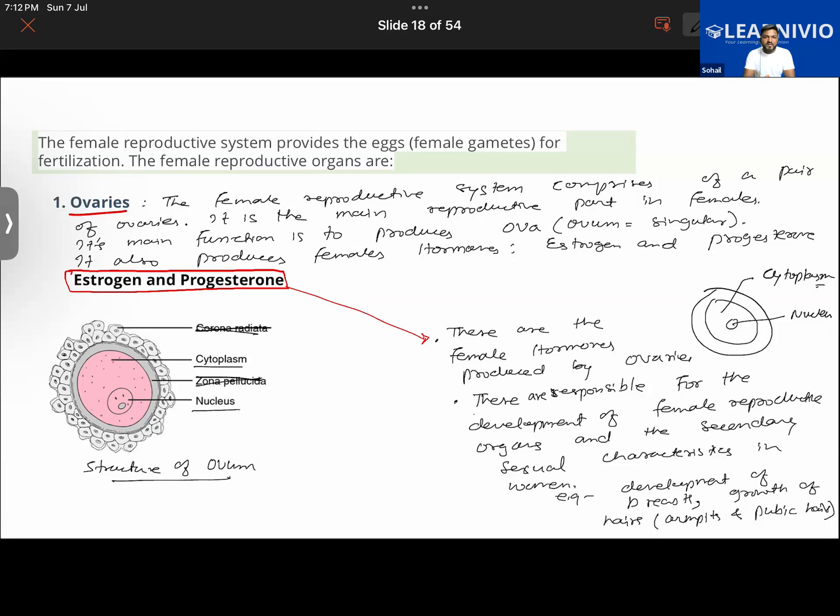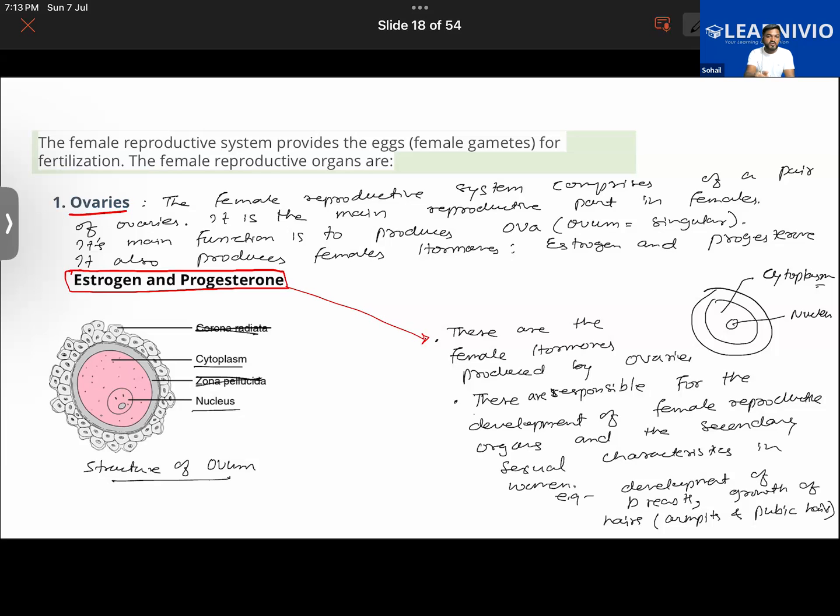Yes. Then there would be some changes in their body brought upon by the hormones like estrogen and progesterone, like as I have mentioned here, development of breast, growth of hairs. Those are changes that are not directly helping in reproduction, but are brought upon by these female hormones like estrogen and progesterone. So they are called secondary sexual characteristics that have developed in them.